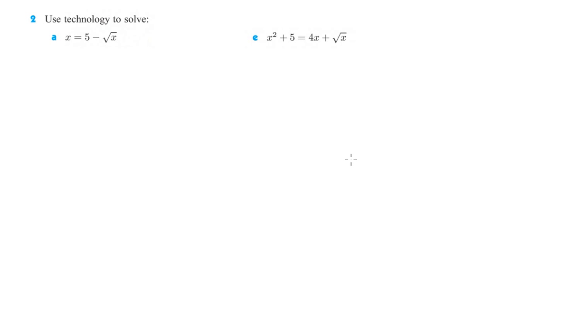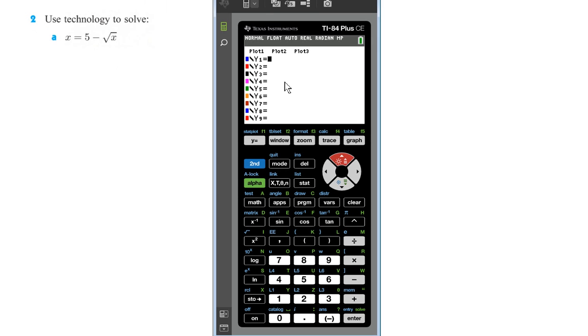I'm going to take you through some of the problems on the 4F assignment. Okay, first one, number 2, use technology to solve. x equals 5 minus the square root of x. So, on the graphing calculator here, we can simply put this into one side and this into the other and see what we get here.